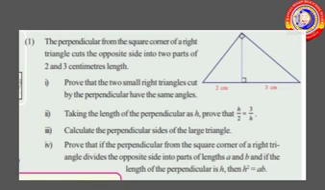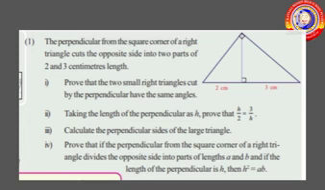The first part of the question: prove that the two small right triangles cut by the perpendicular have the same angles. Then second part: taking the length of the perpendicular as h, prove that h by 2 is equal to 3 by h. Then third part: calculate the perpendicular sides of the large triangle. And then fourth part: prove that if the perpendicular from the square corner of a right triangle divides the opposite sides into parts of lengths a and b, and if the length of the perpendicular is h, then h square is equal to ab. Okay children?